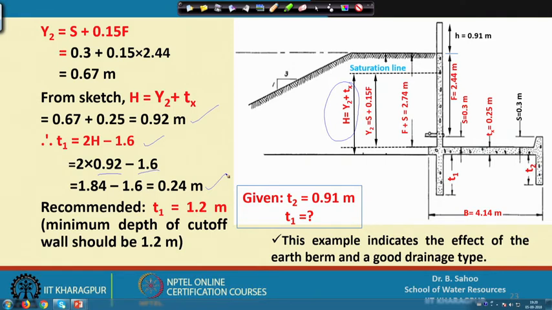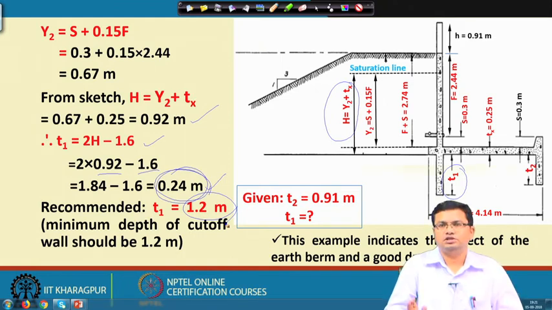You know that the minimum depth of this cut-off wall should be 1.2 meter, but this value is 0.24 meter, which is much below 1.2 meter. So, for this case you can recommend the minimum value equal to 1.2 meter. So, your minimum T1 value equal to 1.2 meter. If you are providing a cut-off wall of depth 1.2 meter, then it is secured from the piping failure.